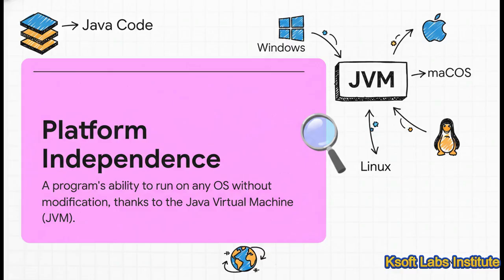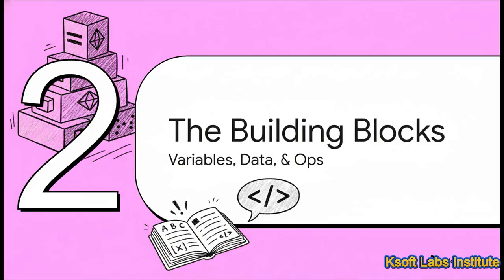So the JVM on your Windows machine takes that bytecode and translates it for Windows. The JVM on a Mac takes the exact same bytecode and translates it for macOS. That JVM acts as a middleman, a universal translator. It's the key to everything. You write your code just once, and it can run on any machine that has a JVM installed. Pretty cool, right? All right, now that we understand the why behind Java, let's get into the how.